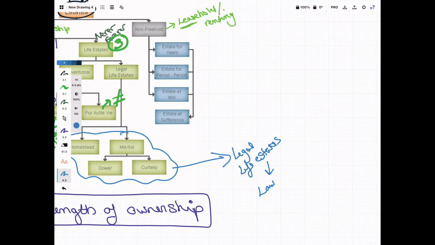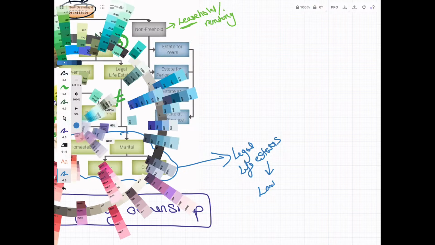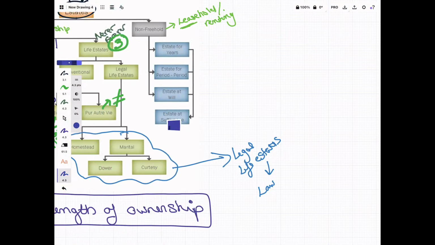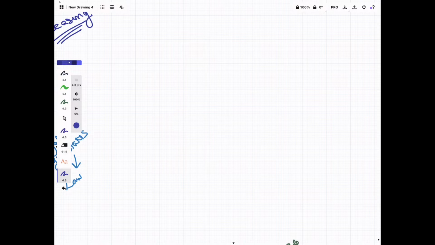So I want to go back to all this, and let's do our last section. Our estate for years, our estate from period to period, all of those. Remember, these are about leasing. All right? So let's come all the way over here. Our first type of non-freehold estate.